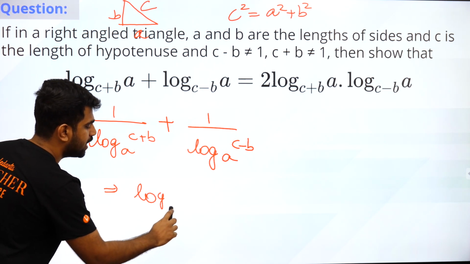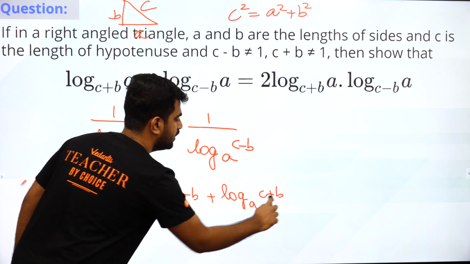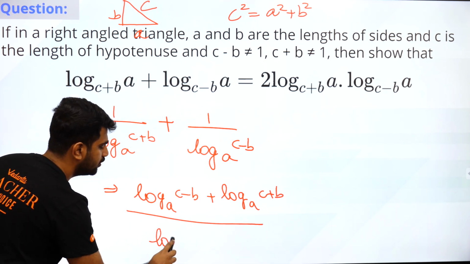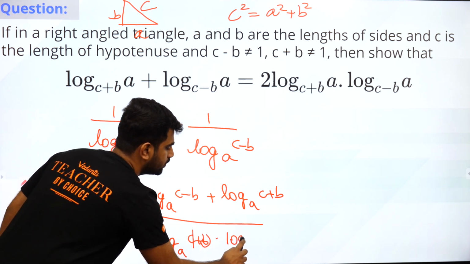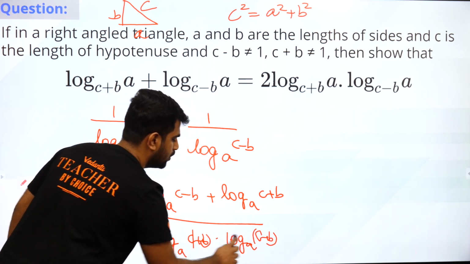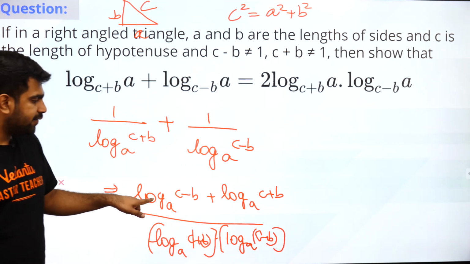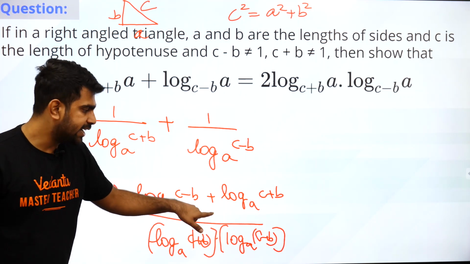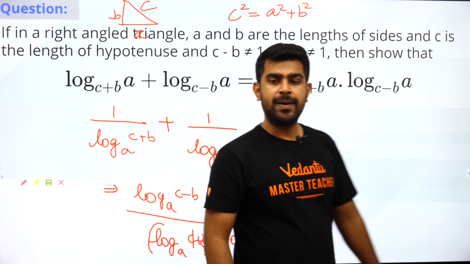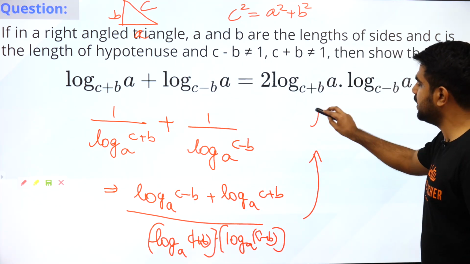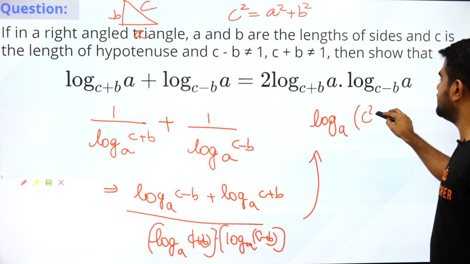So if I take LCM, what will happen? Log to the base A C minus B plus log to the base A C plus B divided by log of C plus B into log A C minus B. Okay, this is product guys. These two are multiplied. Okay. So now I have log same base addition. What do I do? I multiply whatever is inside. So this will be log to the base A C square minus B square.